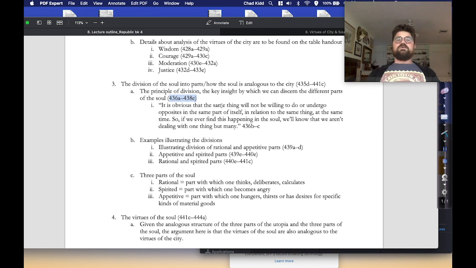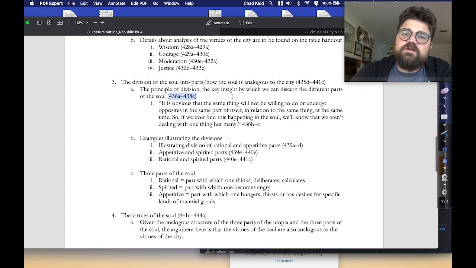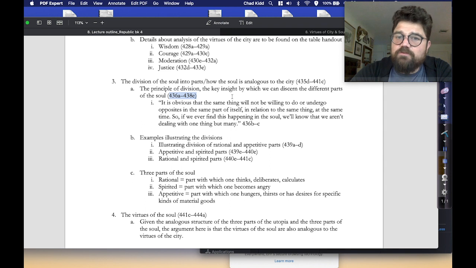Okay, so the principle states, and here's a quote from the text, "It is obvious that the same thing will not be willing to do or undergo opposites in the same part of itself in relation to the same thing at the same time. So, if we ever find this happening in the soul, we'll know that we aren't dealing with one thing, but many." You might do well now to rewind me and listen to that again and maybe reread it again and think through it a little bit.